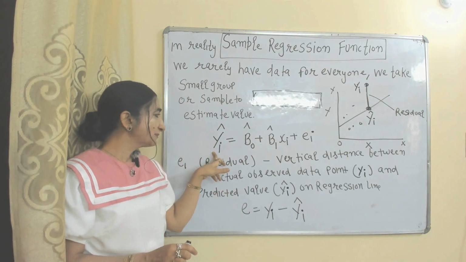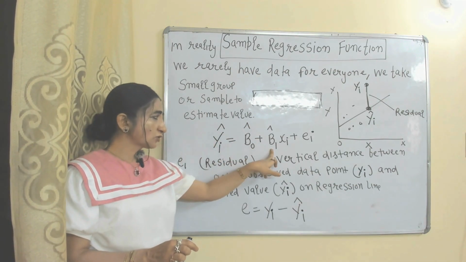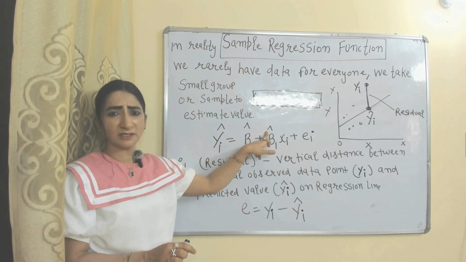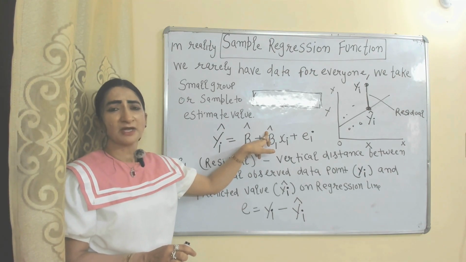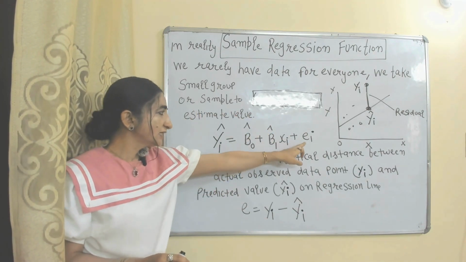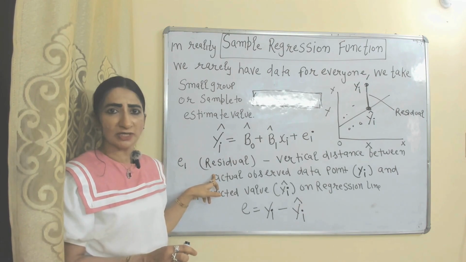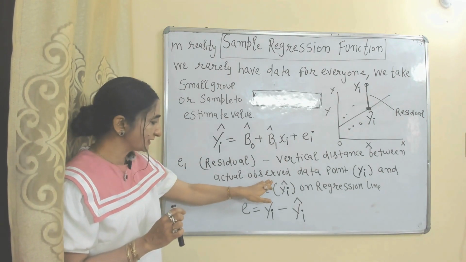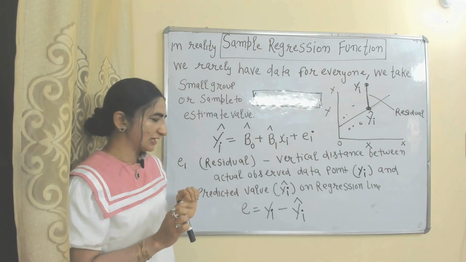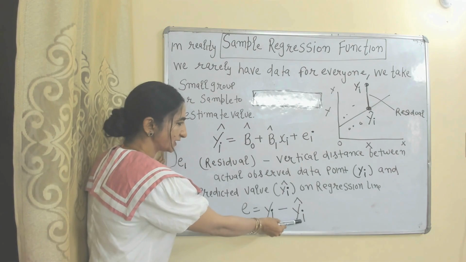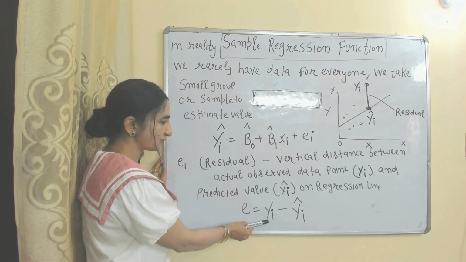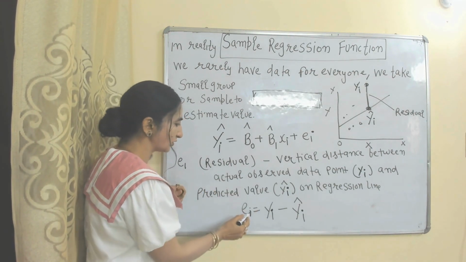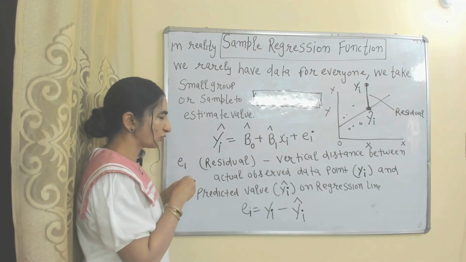The equation is the same. Dependent variable, intercept, slope coefficient, independent variable. Here we applied a hat, which represents that we are not describing the entire population. We just take some sample. ei represents the residual. What is a residual? Residual is the difference, meaning the vertical distance between the actual observed data point and the predicted value on the regression line. This represents the predicted value on the regression line, and this represents the actual observed data point. This difference is called ei, or you can say this difference is called the residual.